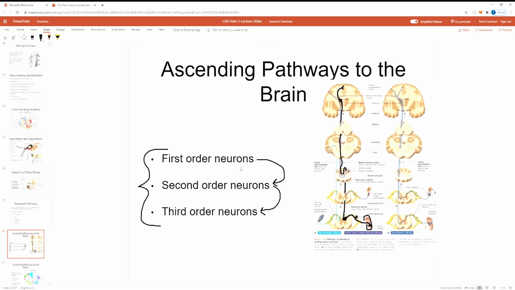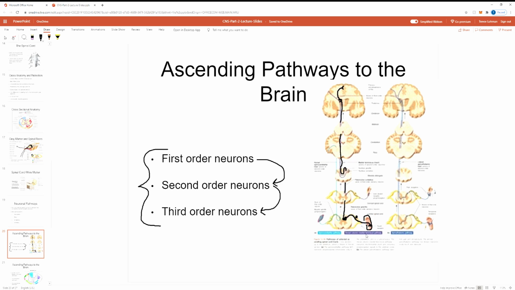So just to recap, first order neuron cell body is in the DRG, dorsal root ganglion. Second order neuron cell body is in the dorsal horn. Third order neuron cell body is in the thalamus. Okay, so sensory pathways are 3 neuron chains. They have decussation, they have relay, they have somatotopy, and they have symmetry. You know where all those neurons are located. Know the path they take. You don't need to get into detail.